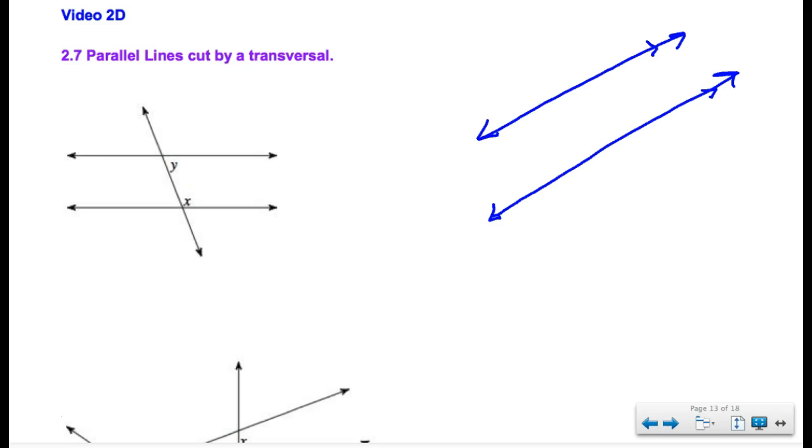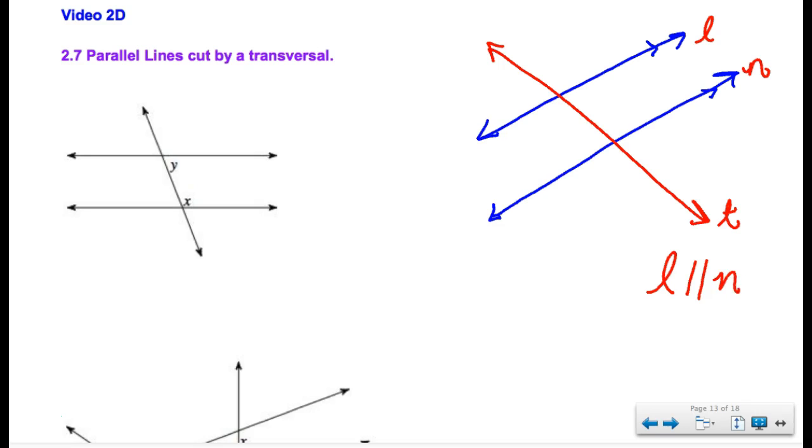And then we're going to slice them with another line. And this line that's slicing them is called a transversal. So I'm going to call this line T, line L, line N. So I have two parallel lines, L running parallel to N, and they're being sliced by a transversal. And you'll notice that in that process, I've created two sets of four angles.